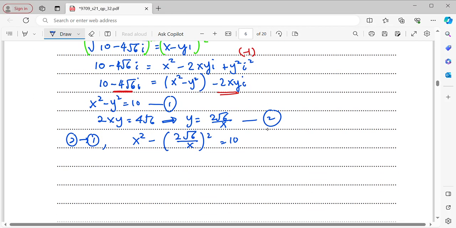Then from here, you'll be getting x squared minus square of 2 is 4. Square of square root 6 is 6. So 4 times 6, you'll be getting 24 over x squared that equals to 10. So now the whole equation you need to multiply by x squared. So it will be x to the power 4 minus 24 equals to 10x squared.